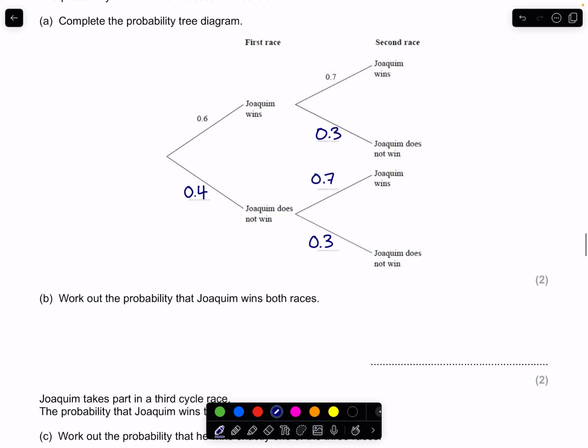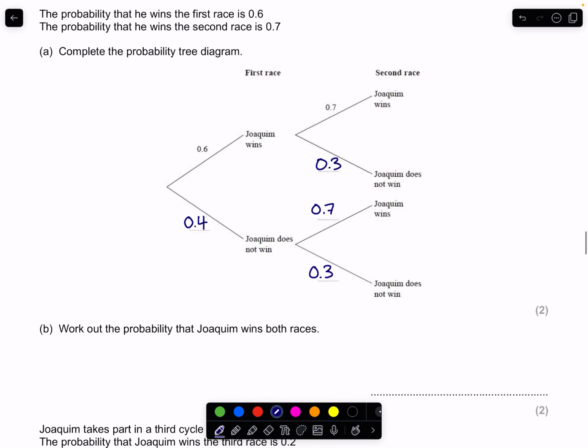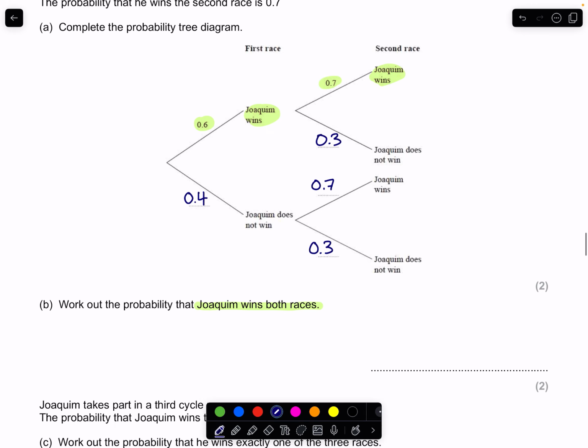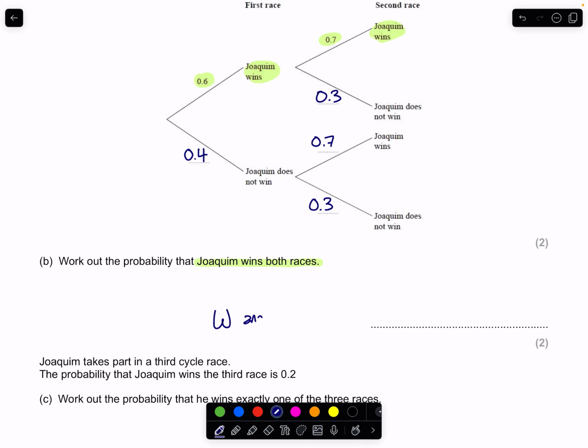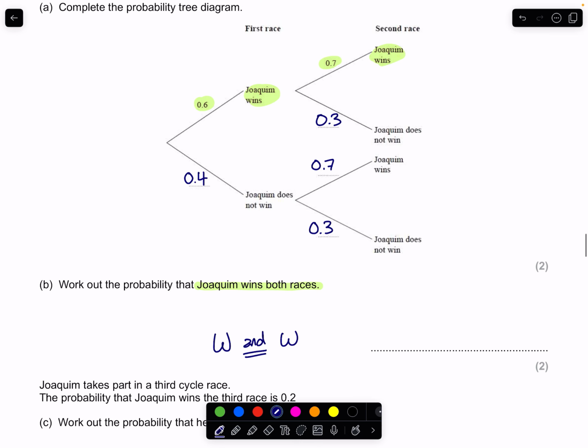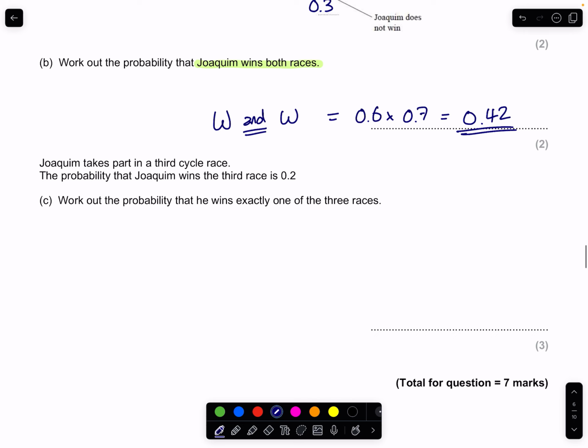Part B, work out the probability that Joaquim wins both races. Him winning both races is going to involve winning the first race and winning the second race. So in order to have a win and a win, we're going to be multiplying these probabilities together. We'll have 0.6 times 0.7, which will give us 0.42.